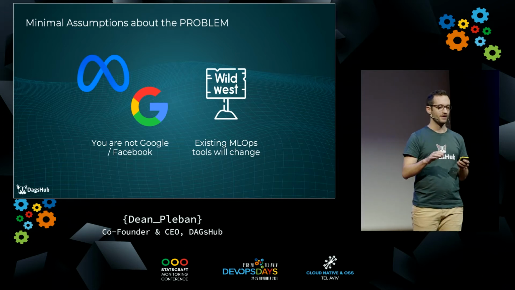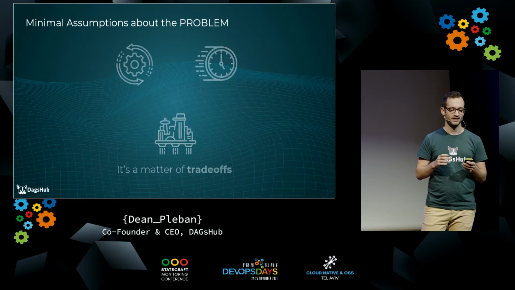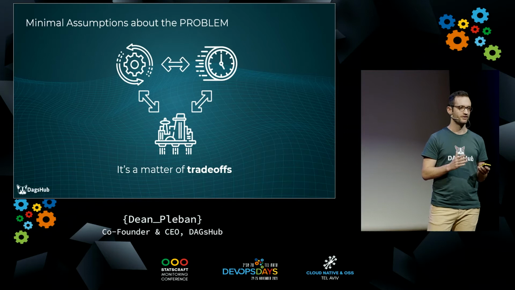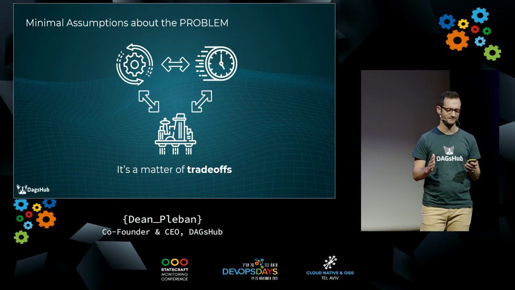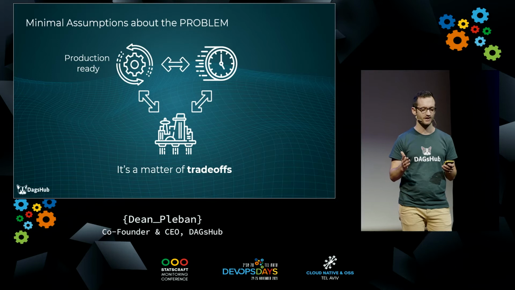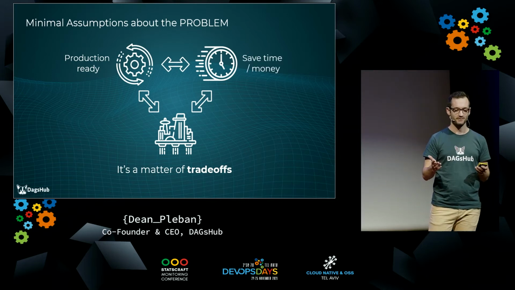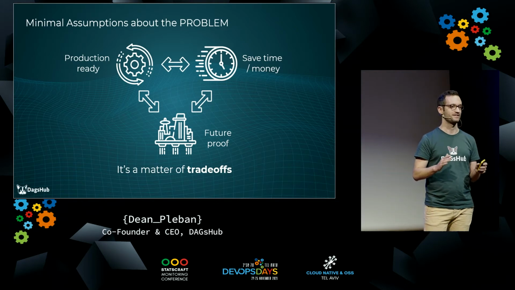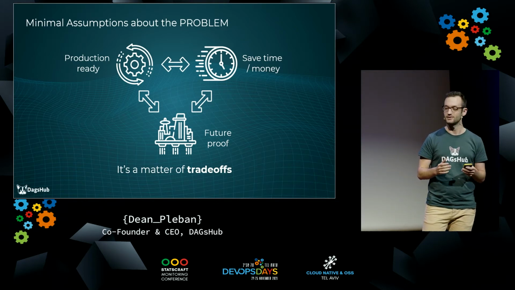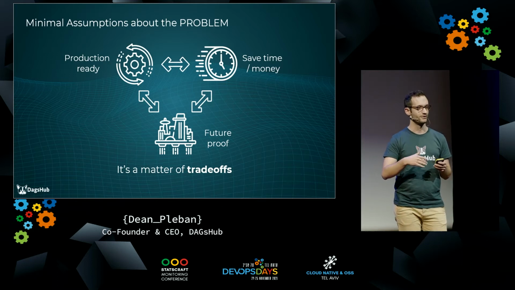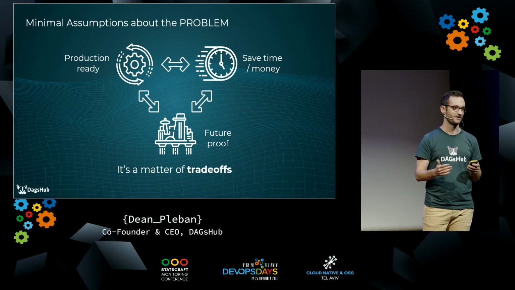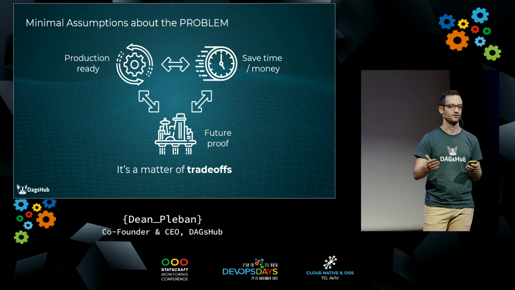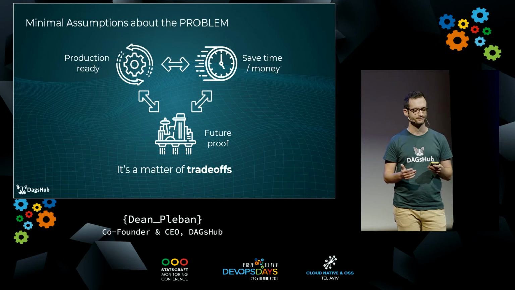And so if you take one thing away from the assumptions about the problem, it should be that it is all a matter of trade-offs. So you want to balance 3 things, basically. You want to be production ready, you want to save time and money, and you want to be future-proof. And everyone is going to prioritize differently between these 3 points. But it's important to put your mind to all 3 criteria so that you're not surprised later on when the solution you choose is not appropriate for your needs.